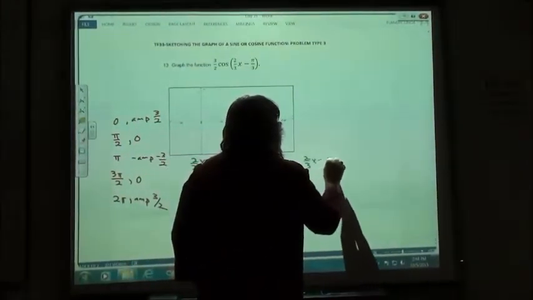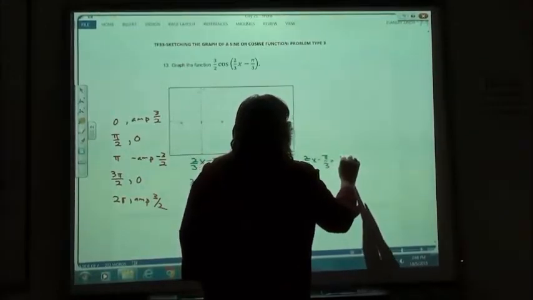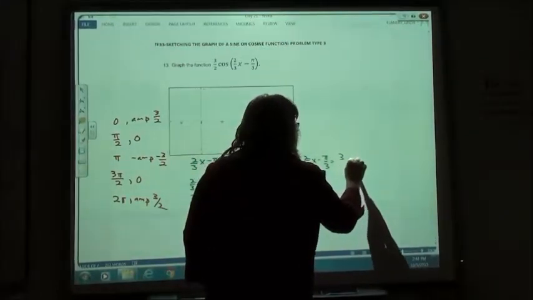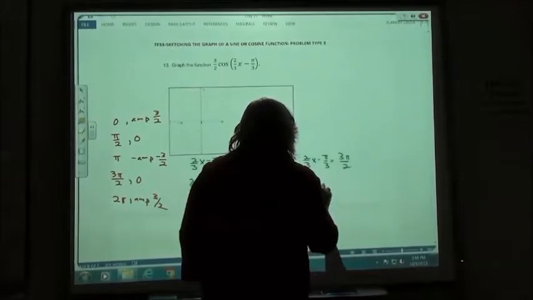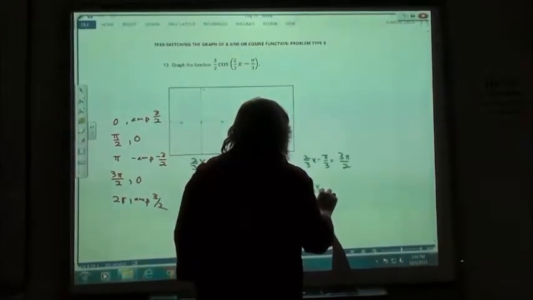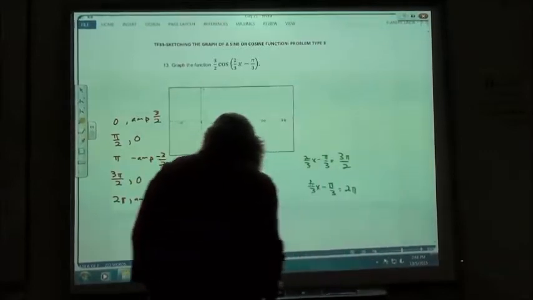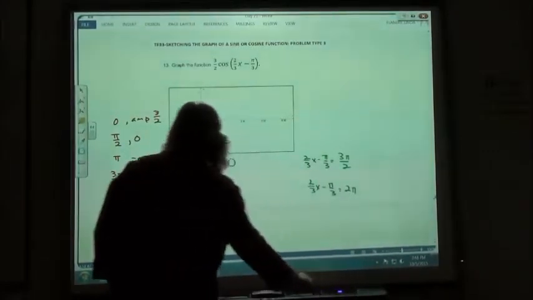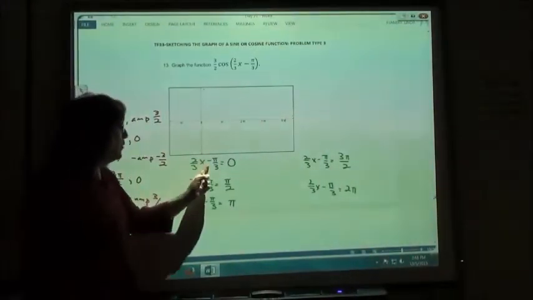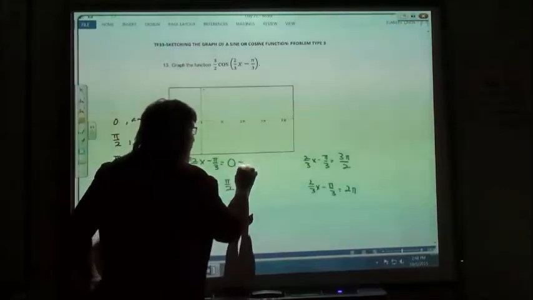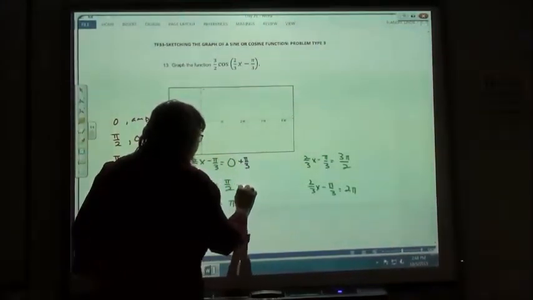2/3 x minus pi over 3 equals 3 pi over 2. And 2/3 x minus pi over 3 equals 2 pi. So I'm going to solve each one of these. First thing I'm going to do is add my pi over 3.